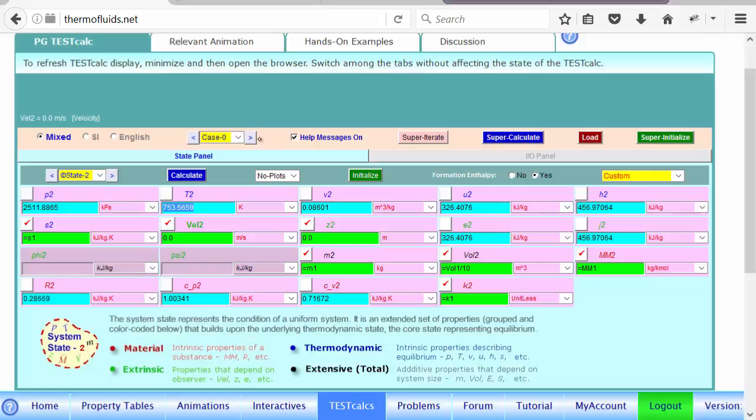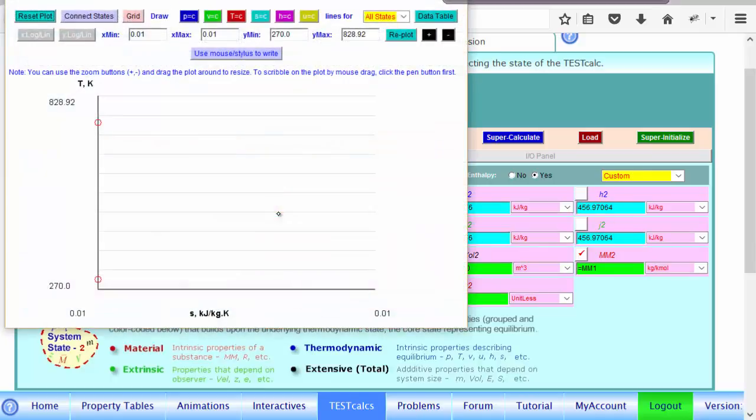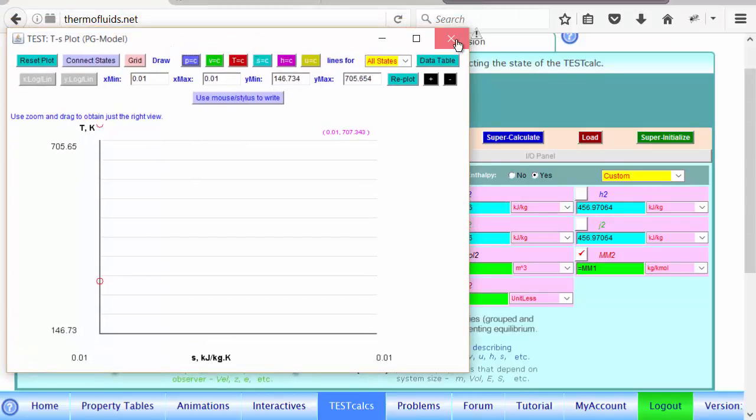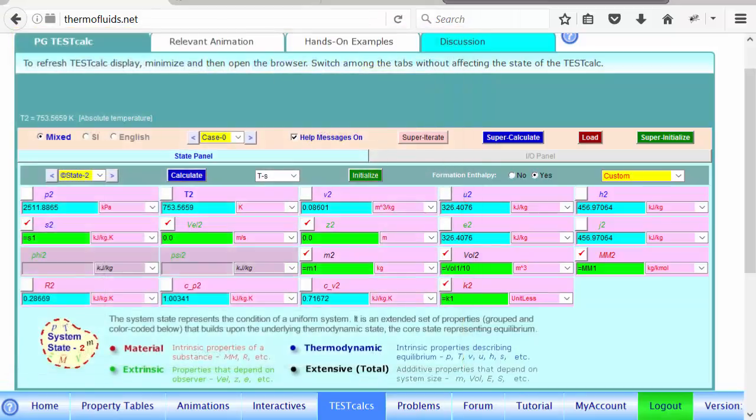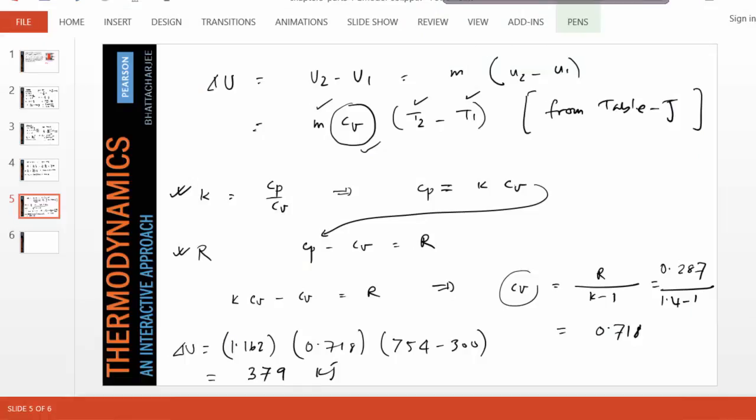Just out of curiosity, you'll notice that if you draw the TS diagram, state 1 and 2, as you can see, just like you expect, 1 and 2 have the same entropy and the temperature is increased. More of this later on, but at least we have solved the problem and verified.